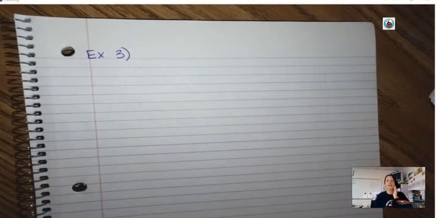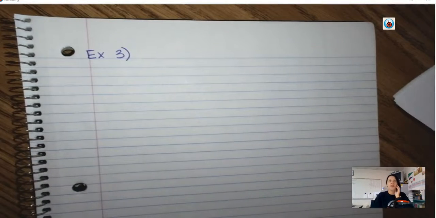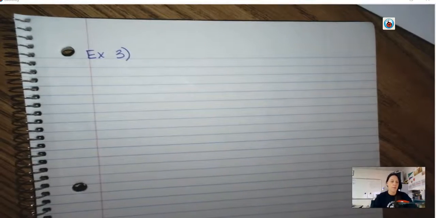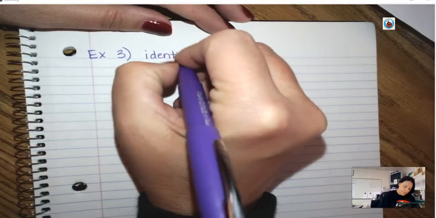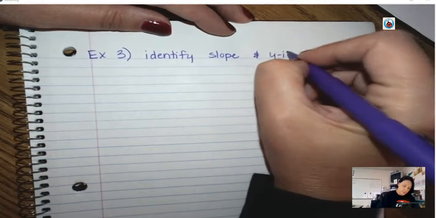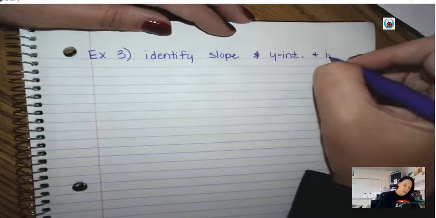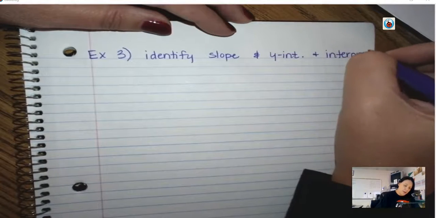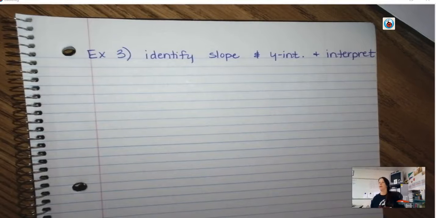For these, it's going to ask us to do multiple things, so I'm going to write down all the things the question is going to ask so we make sure we do them all. It says identify the slope and the y-intercept. And we need to interpret them. Remember, interpret means write a sentence telling me what it actually means, in layman's terms: what does that slope mean for the situation, and what does the y-intercept mean for that situation.